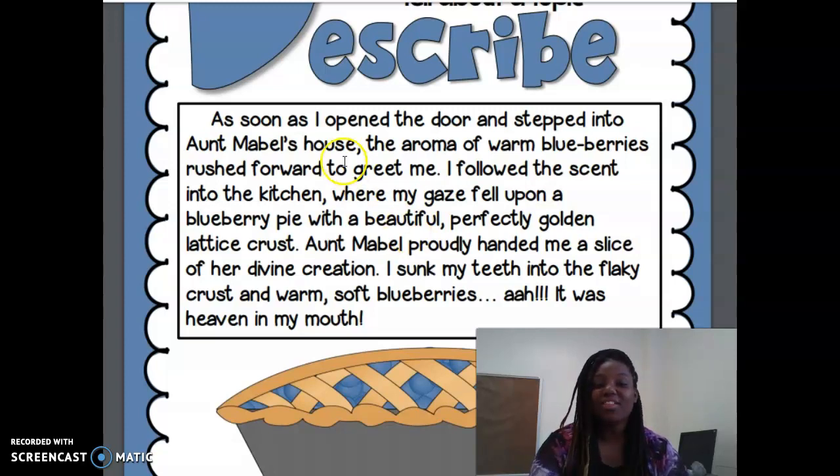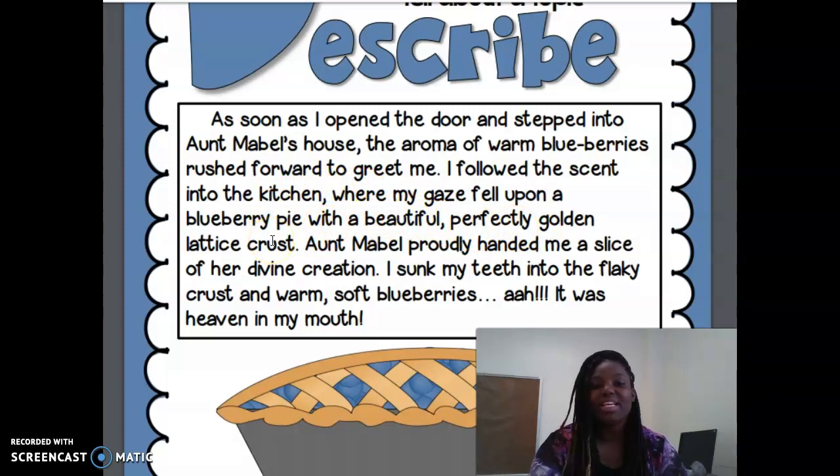So this author is describing how delicious and amazing this blueberry pie is that his or her Aunt Mabel baked. So notice that they're getting in touch with our five senses. They're talking about how it smelled, how the aroma of warm blueberries rushed forward to greet me. We're using a sense of smell there. Or where my gaze fell upon a blueberry pie with a beautiful, perfectly golden lattice crust.